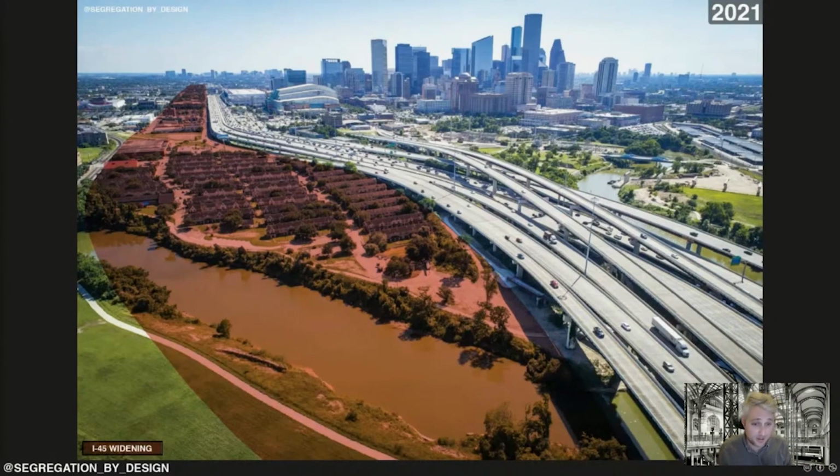Starting with some of the problems, the first one is we still haven't stopped expanding them. So seen here is Houston. Houston is encircled by interstate highways, which divide the city along racial lines. And rather than pursuing ways to lessen this divide, the city is spending $10 billion to widen the highways, seen here. This is the right-of-way.